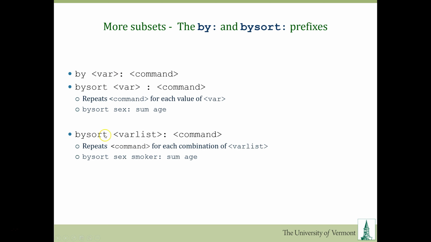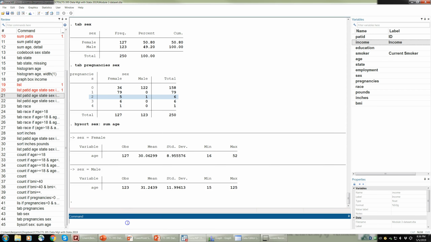You can sort by more than one variable, and again, by or by sort will repeat the command for each combination in there. So we can summarize age by sex, but also by combination of sex and smoker. Let's give that a try.